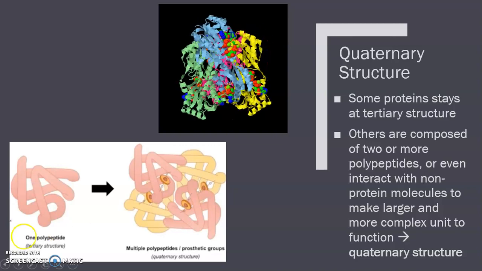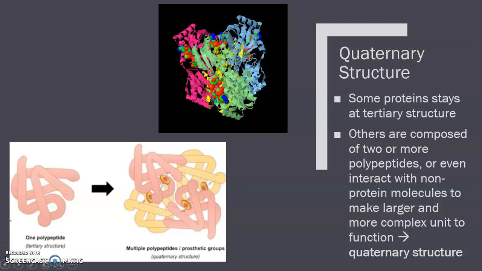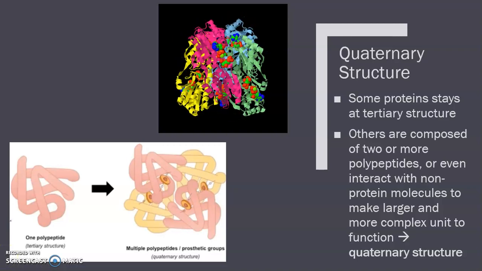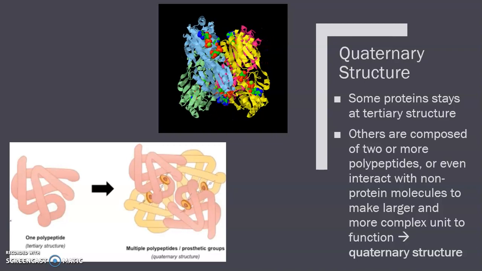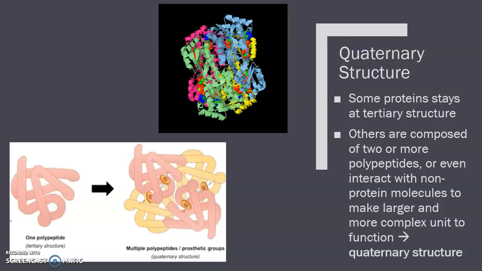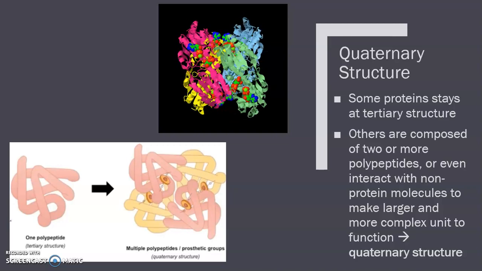So primary, secondary, tertiary, and quaternary. Quaternary structure does not happen to every protein. Only those big ones will have a quaternary structure. Most proteins will stop at tertiary structure.